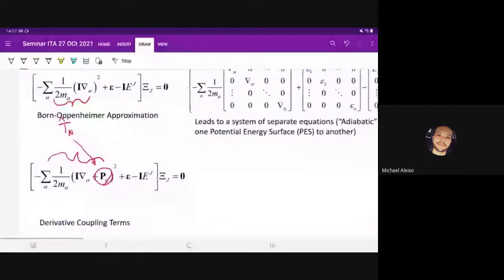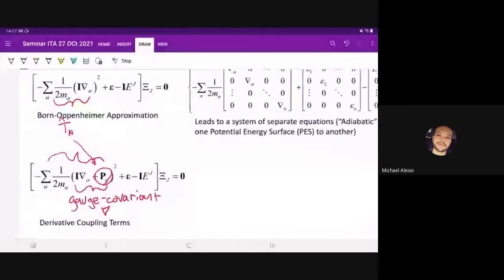This, by the way, altogether, is called the gauge covariant del, or derivative operator. It's not just the del on its own, it's the del plus the P. And again, I'm not going to talk too much about that today. We'll talk more about what that means in the mini course.